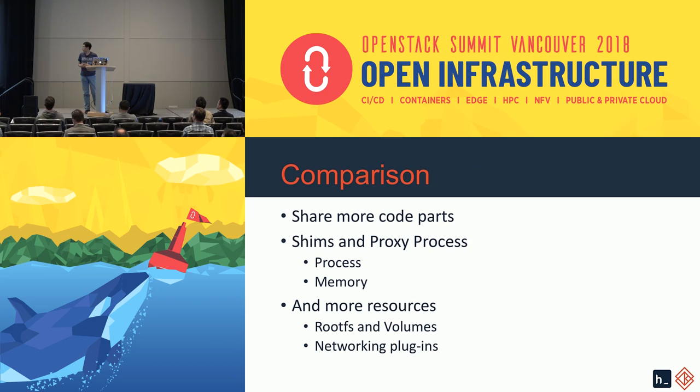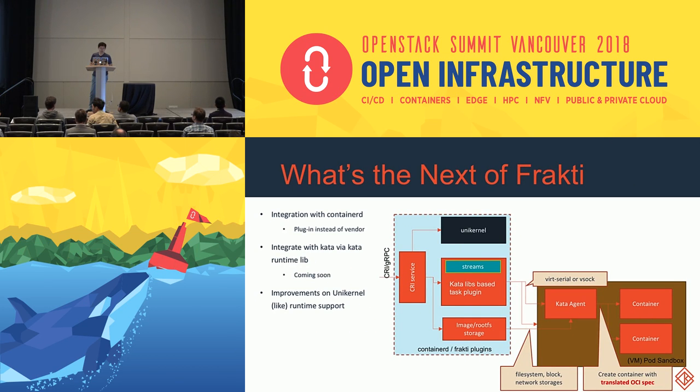Both frakti and Kubernetes use the standard Docker images or OCI images, but for the local storage, they are different. For frakti, they have their own storage, so they could insert it as a block device to the Kata container sandbox, and with runC or the Kata containers run command line, they will use the file system sharing part. And that's the comparison. And what's next for frakti?